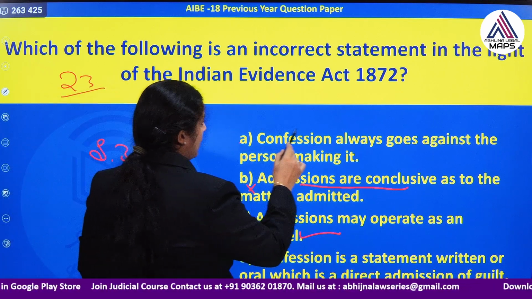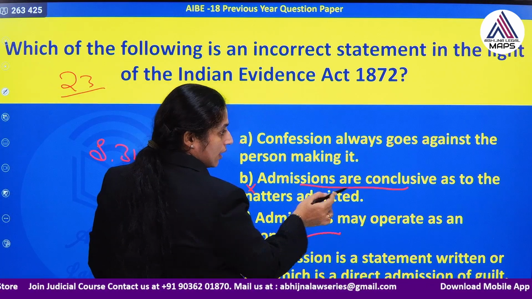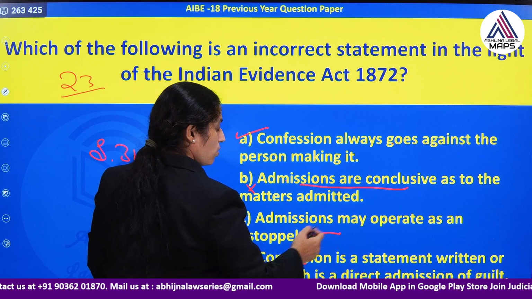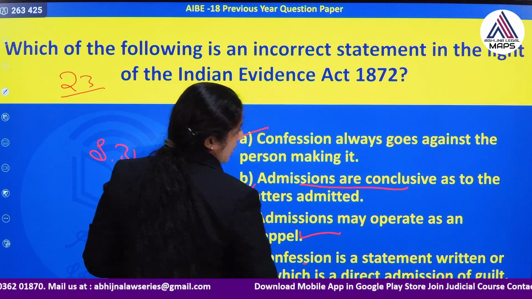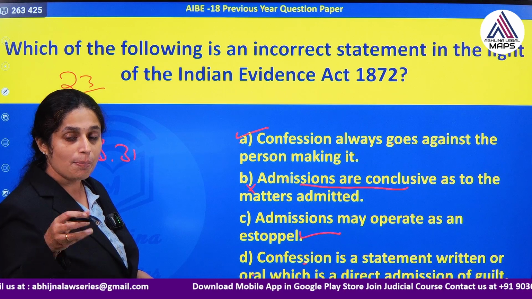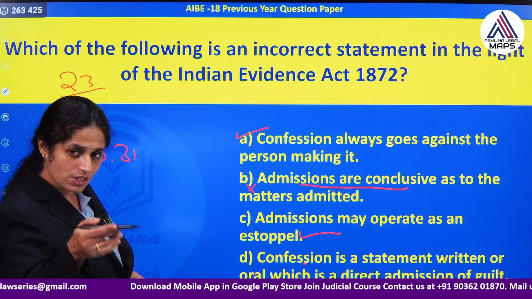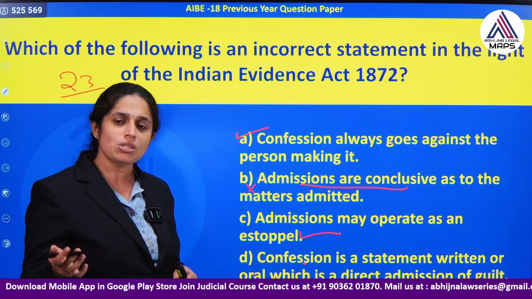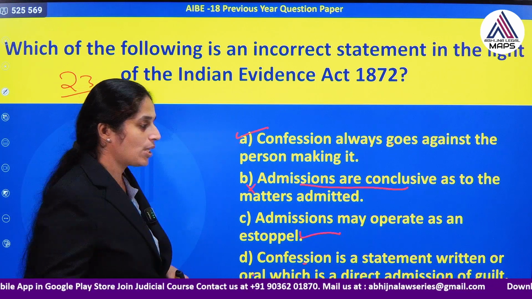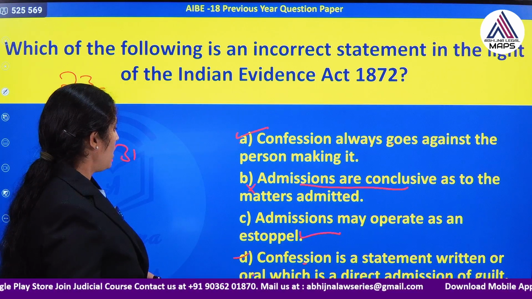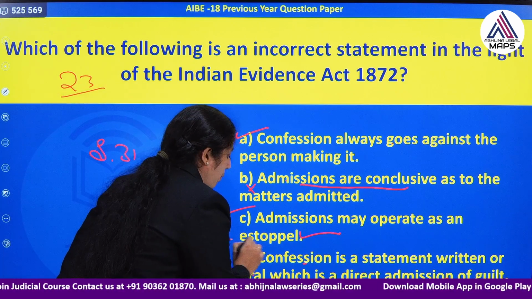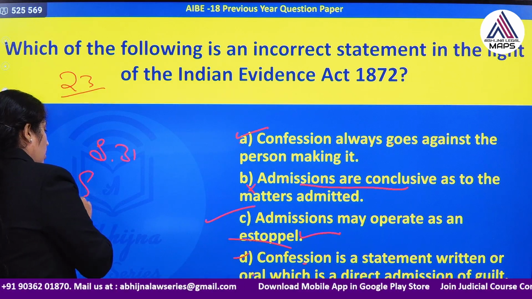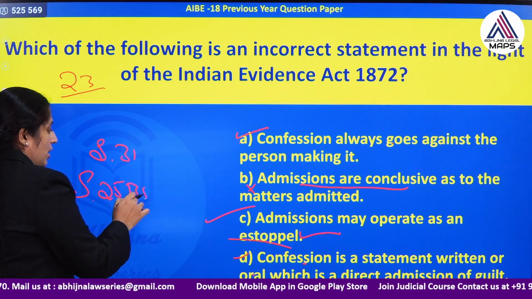And regarding the other statements, confession always goes against the person making it. So this is a true statement. Confession is a statement, written or oral, so it could be written also, oral also. It is a direct admission of guilt. That is also true, because confession is a part of admission. Confession is also an admission, but it pertains only to criminal matters where he admits his guilt. Admission can be in civil also, criminal also. That is why this is also a true statement. So this is the correct one. It operates as estoppel as per section 31 of the Indian Evidence Act and section 25 of Bharatiya Sakshya Adhiniyam.